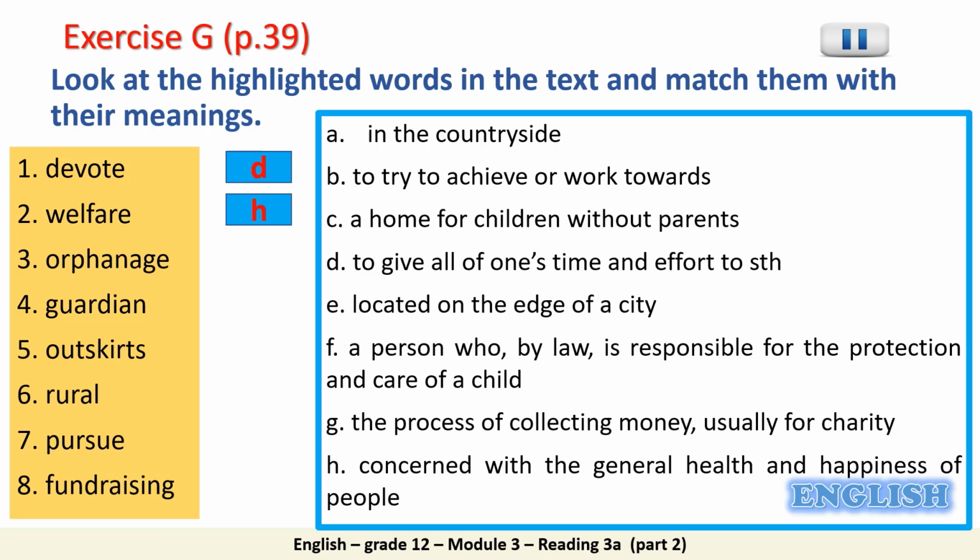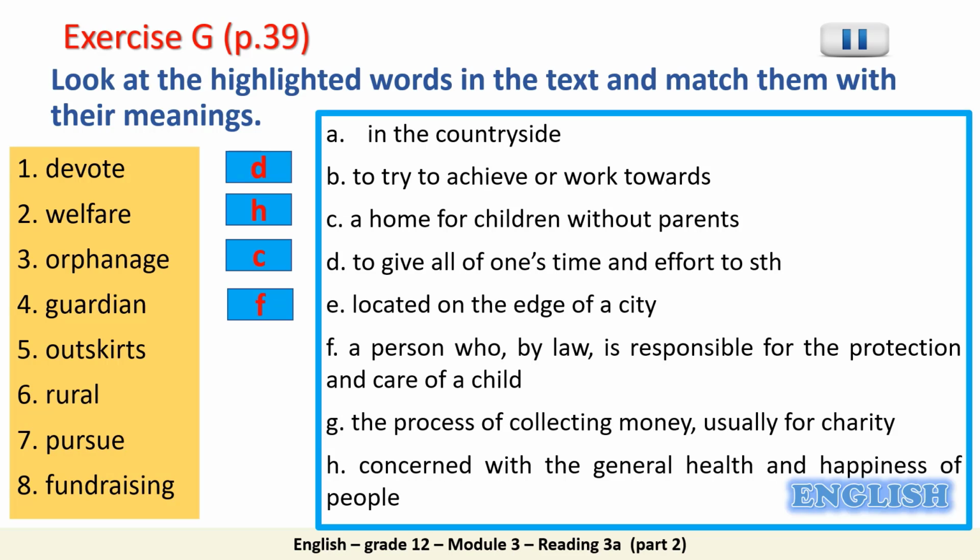Orphanage. C. A home for children without parents. Number 4. Guardian. In text 1, Abdul Satar Edhi was the legal guardian of over 20,000 orphans. A person who, by law, is responsible for the protection and care of a child. It is F. Excellent.